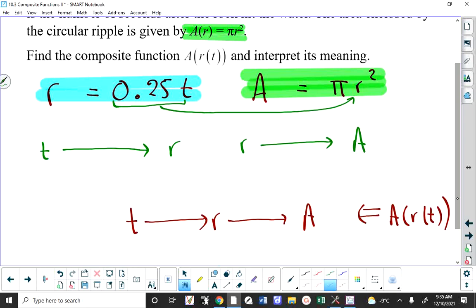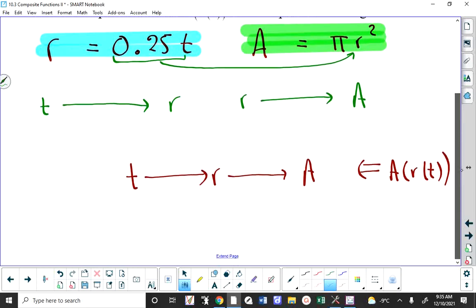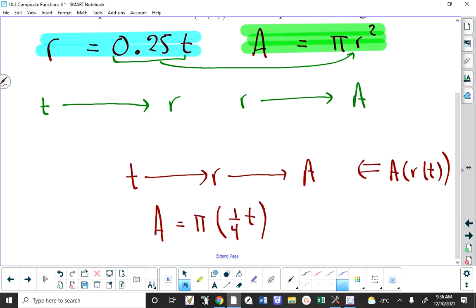You probably could have been given this question before this unit, and if I just said find an equation for a that depends on t, you would do an algebraic substitution. But that's all composite functions are: algebraic substitutions of one function into another. So anyway, we end up with a equals pi times r squared, but r is 1/4 t. I'm just putting that 0.25 as a quarter because I don't want to deal with squaring 0.25.